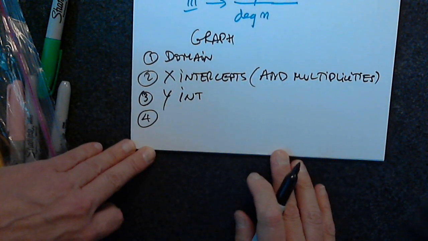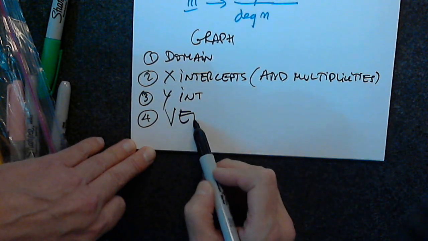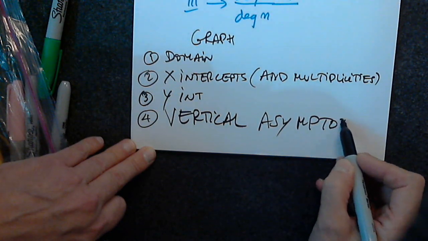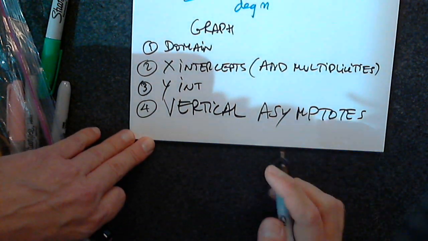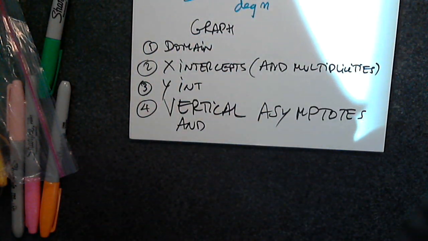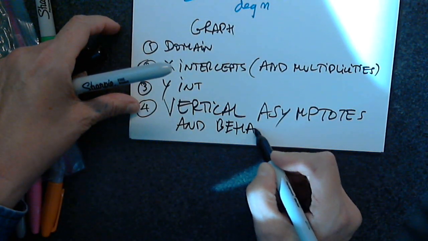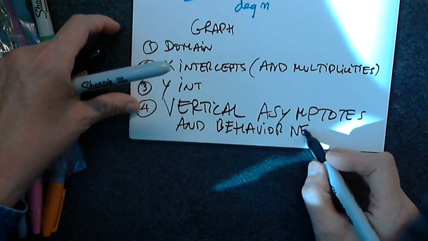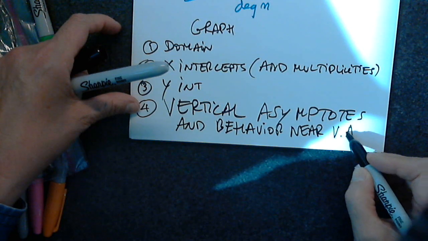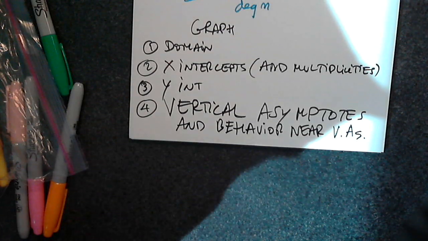4, something we have never discussed and we have never seen before: vertical asymptotes. Vertical asymptotes and the behavior of the function near vertical asymptotes.